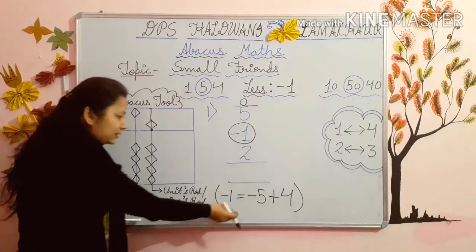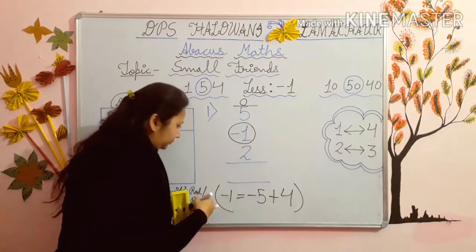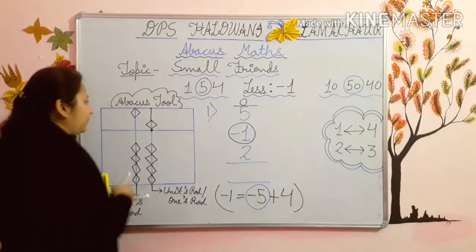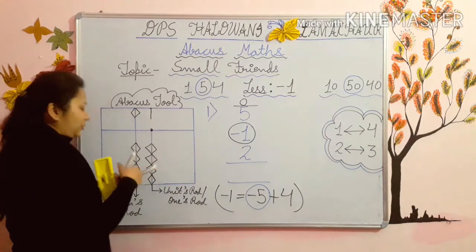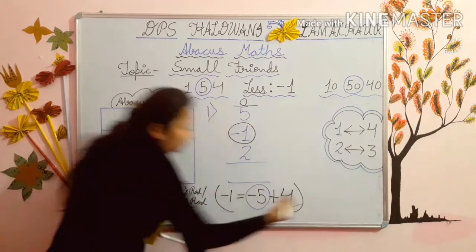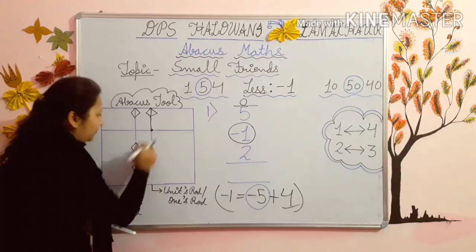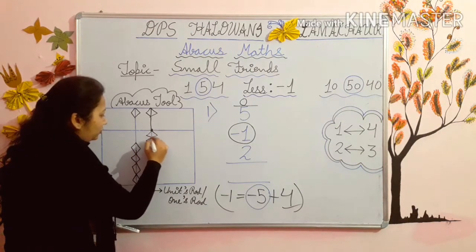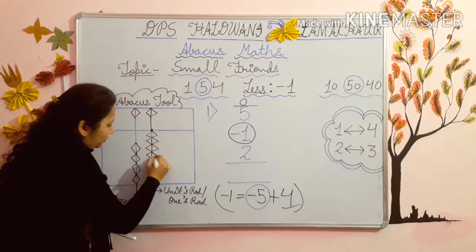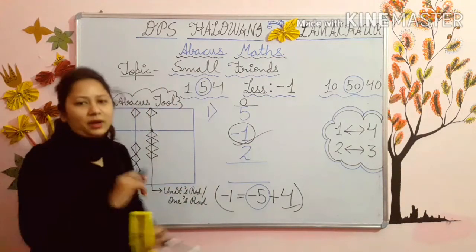Now let's put this here. Now for -1, first of all do -5. Do -5. -5 means put the 5 bead back to its place. Then do +4. +4 means put the 4 bead up. 1, 2, 3, 4. And your 1 is subtracted. Nothing you have to do now.